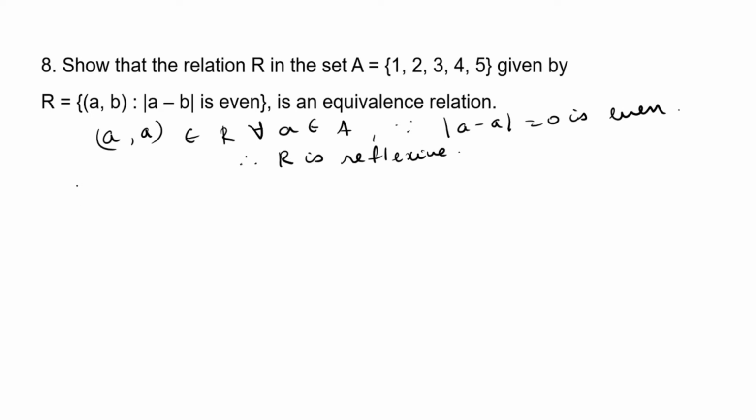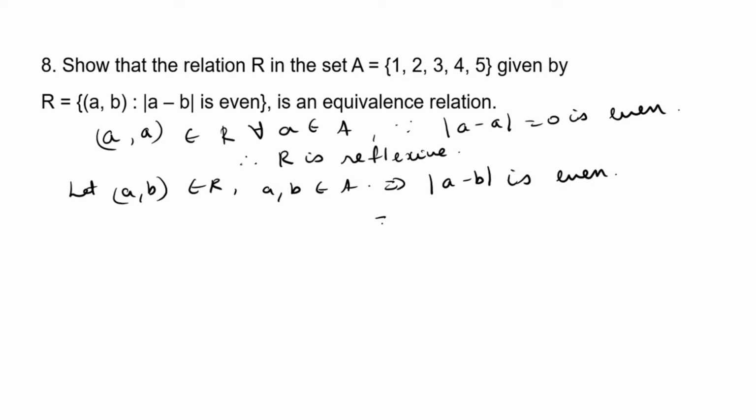Now we have to prove R is symmetric. Let a comma b belongs to R where a, b belongs to A. So if a comma b belongs to R, it means mod a minus b is even. If mod a minus b is even, then mod b minus a is also even. So which means b comma a belongs to R. Therefore, R is symmetric.